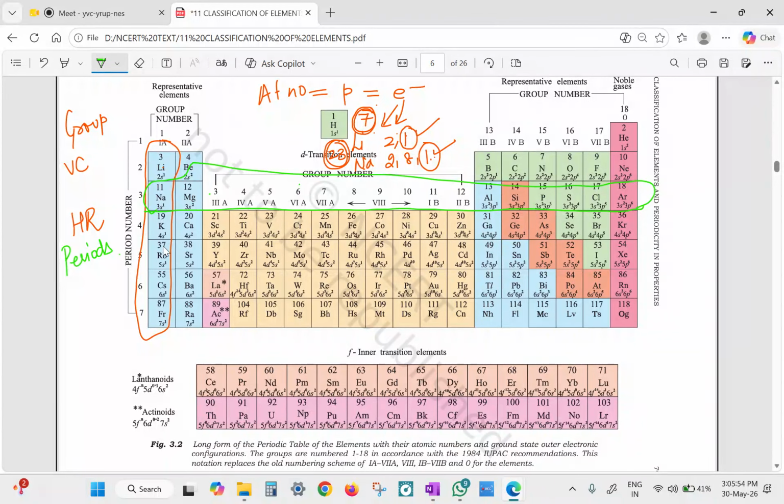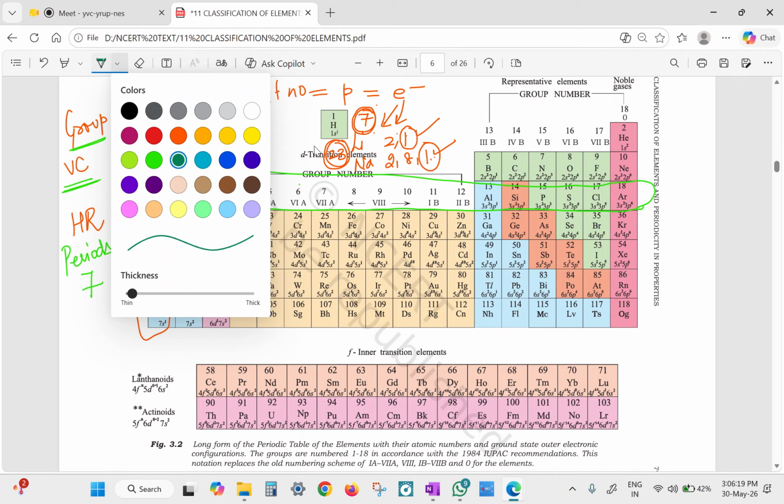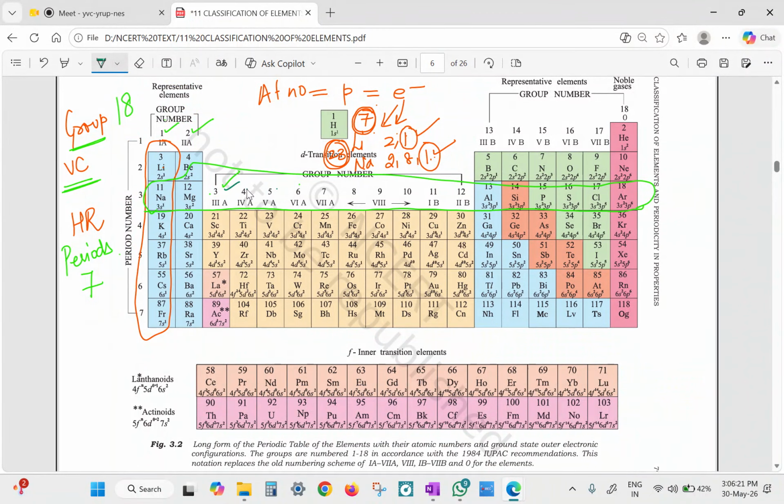So, in the modern periodic table, there are totally 18 groups and totally 7 periods. Is that okay? Vertical columns are said to be groups, and horizontal rows are periods. There are 18 groups numbered as 1, 2, 3. Can you see where I'm marking? Yes. 3, 4, 5, 6, 7, 8, 9, and it goes up to 18.